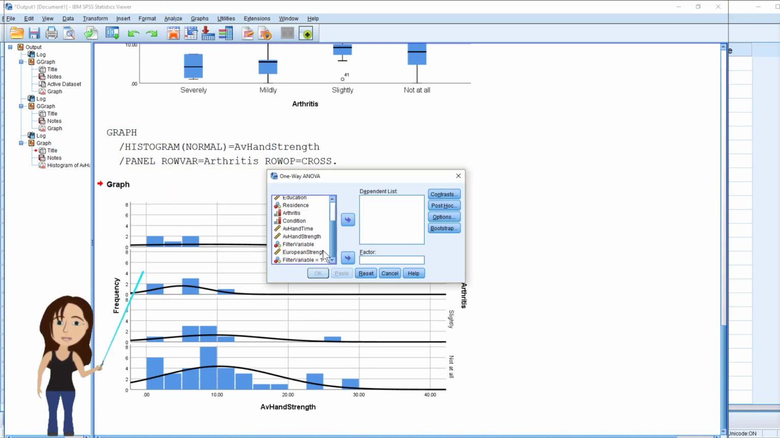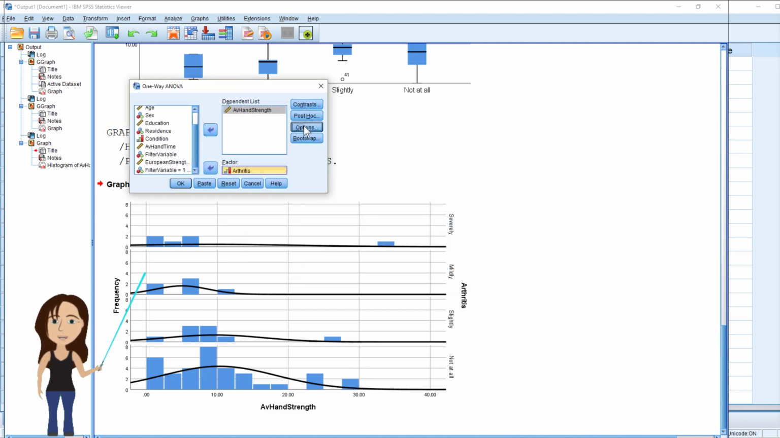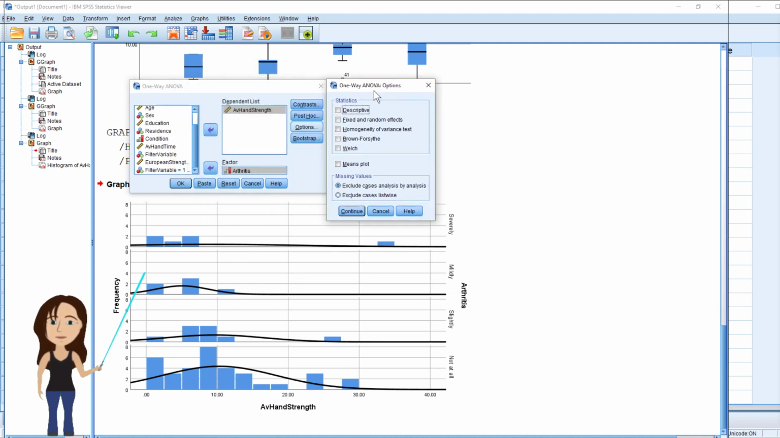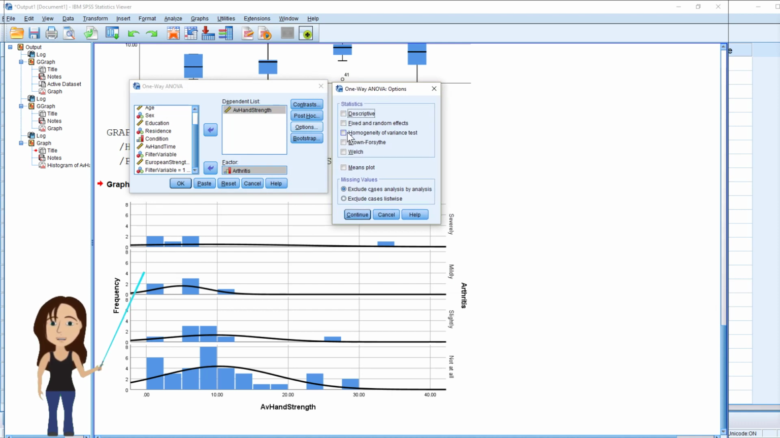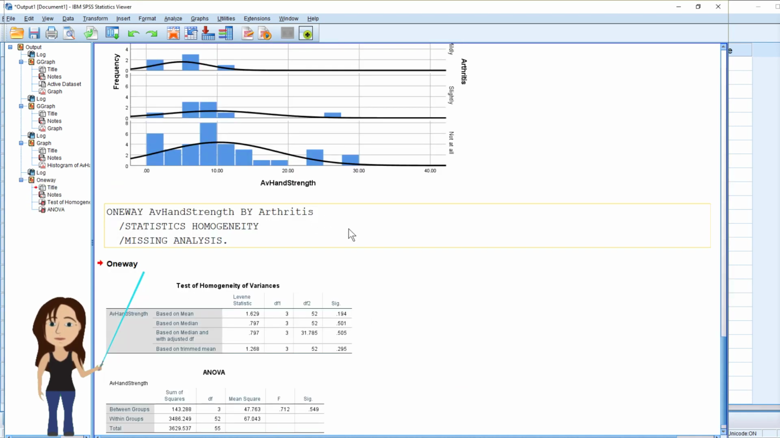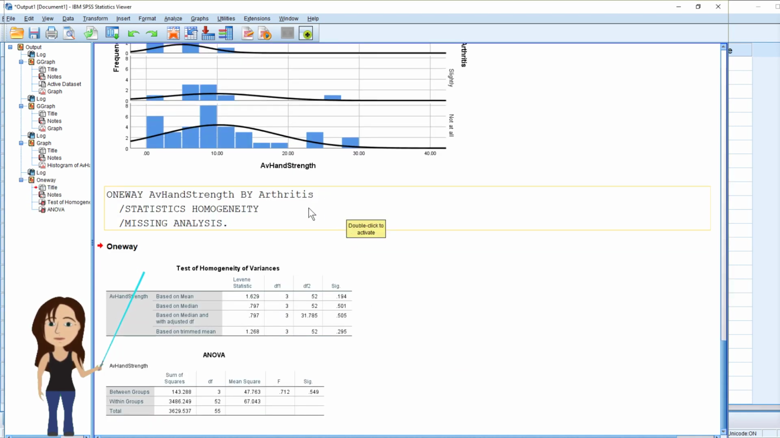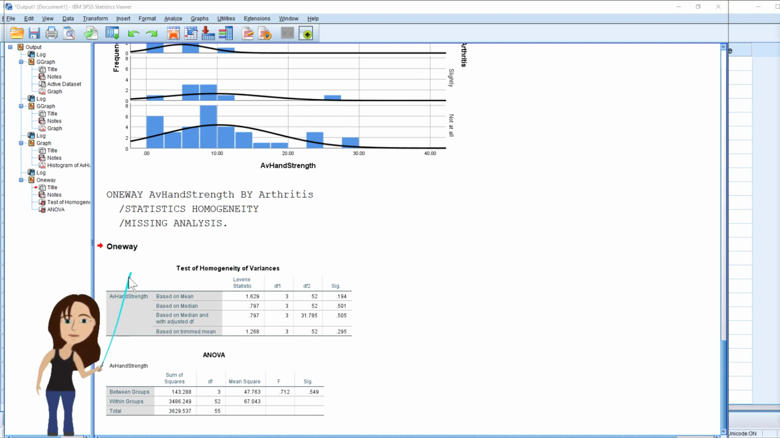So we'll click on that. Dependent variable is the outcome, which is our strength. The factor is our groups, which is arthritis. And let's have a quick look at the test of variances here, Levene's test. Okay. That's interesting. So this output is actually a little bit different to the previous version of SPSS, and I didn't realize that before.